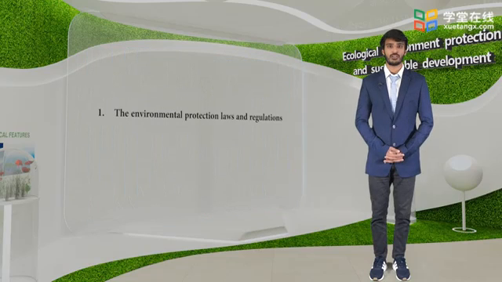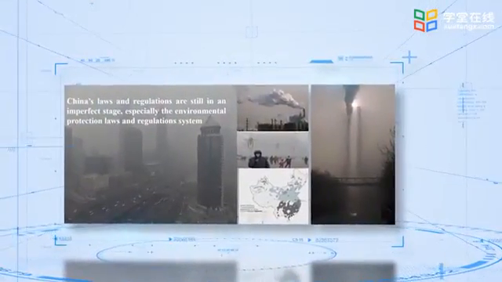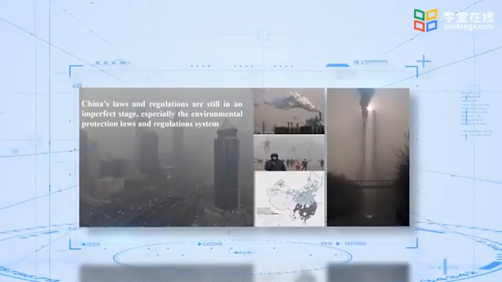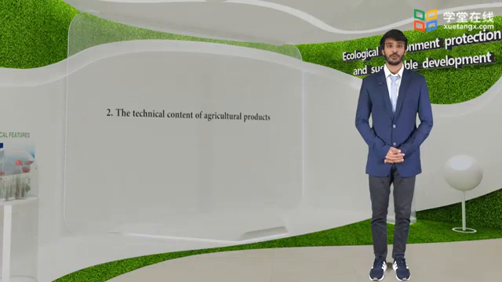Environmental protection laws and regulation system. Production supervision is not strict. The production of agricultural products in China is not in line with international standards. Important reasons. Number 2, the technical content of agricultural products. The technical content of agricultural products in China is low.